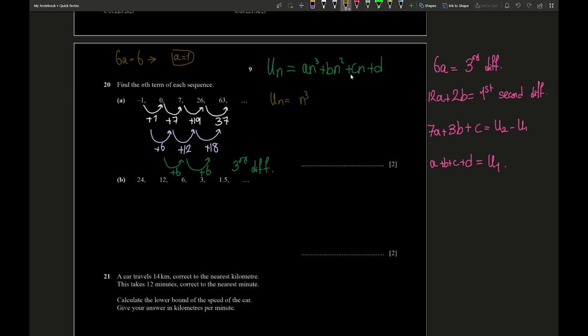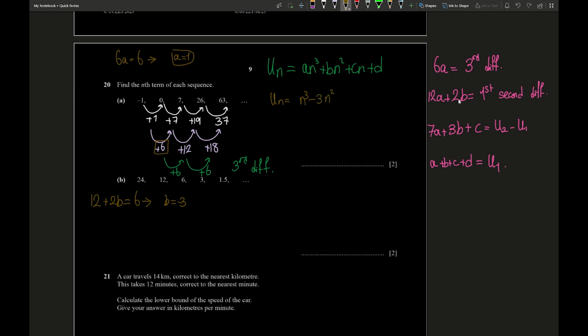Now we'll have to find the value of b. So we have to use the second equation. So 12a, which is 12 times 1, plus 2b is equal to the second difference, and the second difference refers to this value right here, the first difference in the second difference. I know this sounds so complicated, but just bear with me. So 12 plus 2b is equal to 6, meaning that b should be equal to -3. So un is equal to n raised to the power of 3 minus 3n squared.